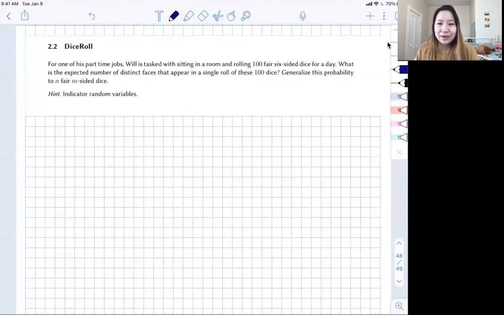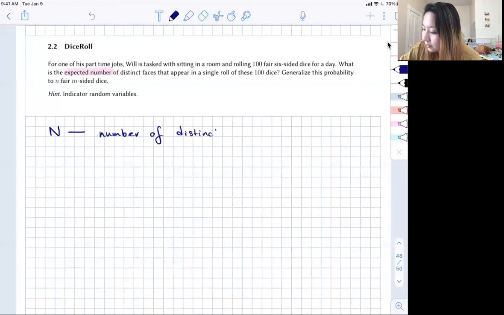So the first hint, aside from the actual hint that this might be an indicator random variables problem, is that you're looking to compute the expected number. And usually when we want an expected number, it could potentially be nice to represent this number as a sum of ones. So let's let n be the number of distinct faces that appear in a single roll of these dice. And let's try to formulate this as a sum.